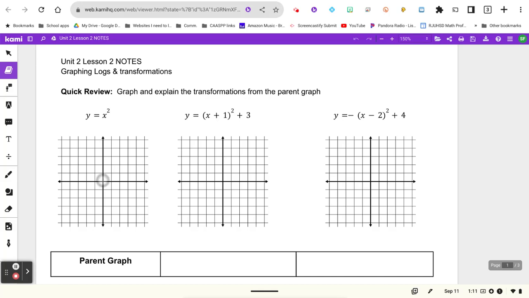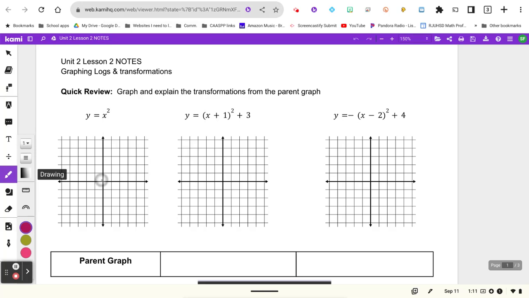So parent graph means it's starting right here. And the nice thing is the a value in front of x squared gives us our slope from our vertex. So this means we're going to go up one to the right one, up one to the left one, and we get our parabola. Not perfect, but at least you get the idea.